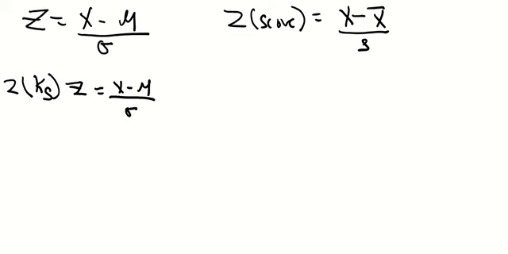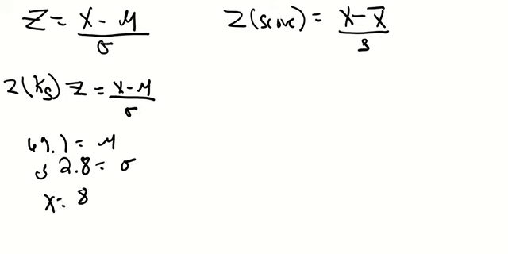So for Kevin Garnett, we know that the mean height for all males is 69.1 inches. So that is mu, right? For males. And we know the standard deviation is 2.8 inches because they told us that, right? And we know that Kevin Garnett is our x at 83 inches.